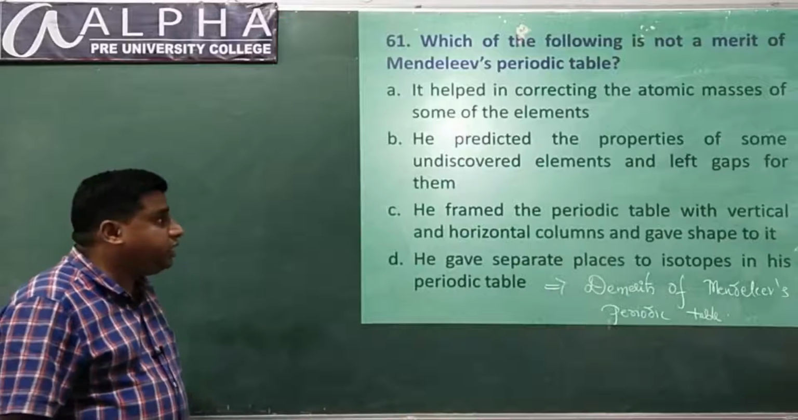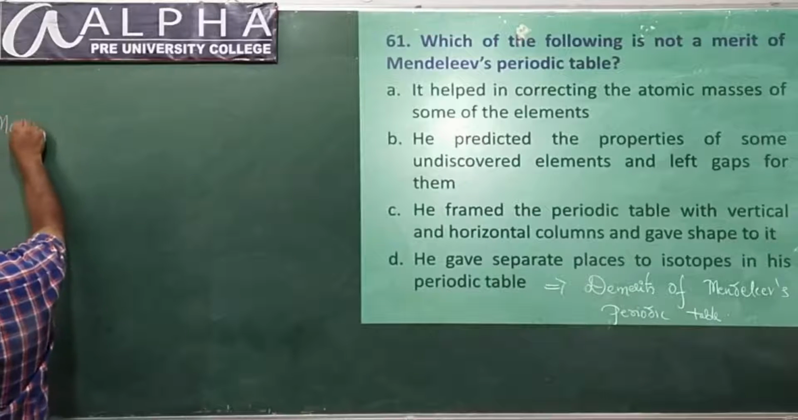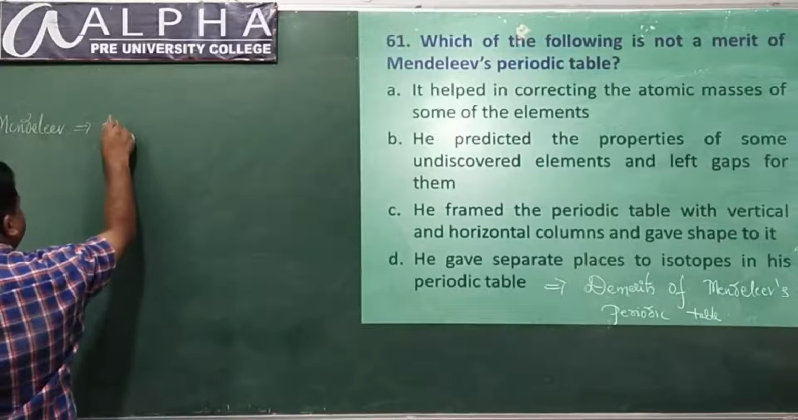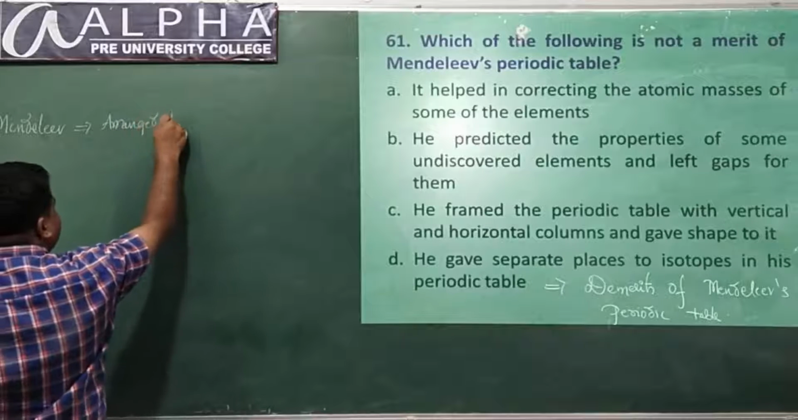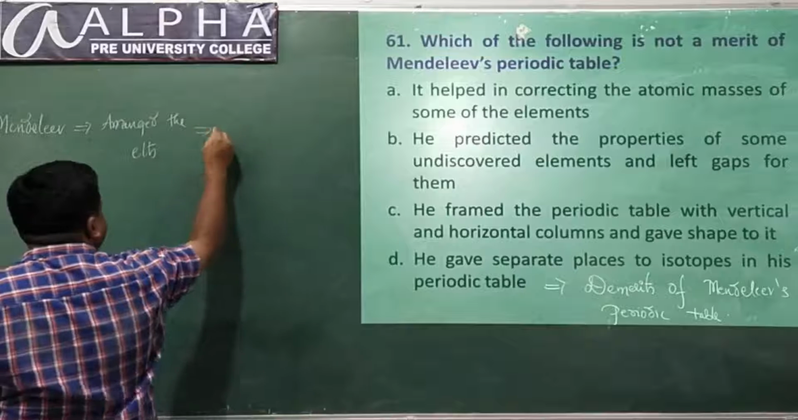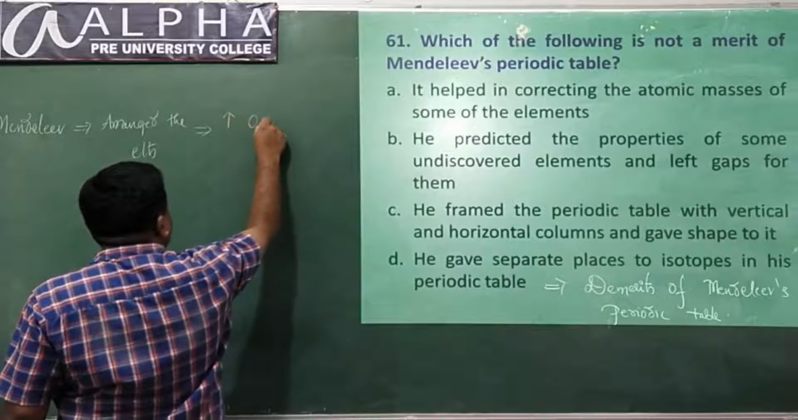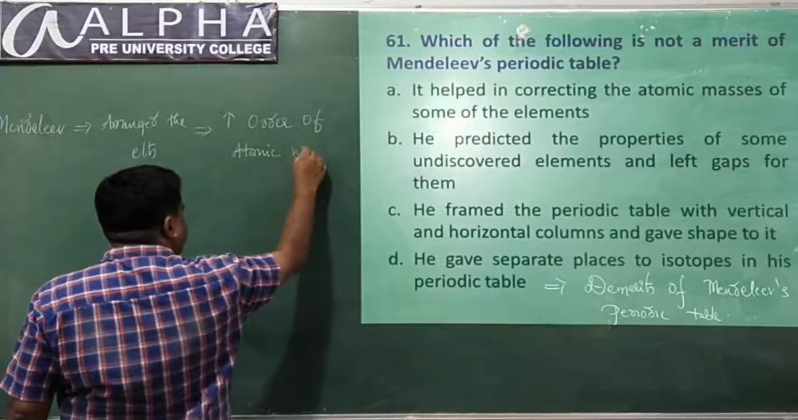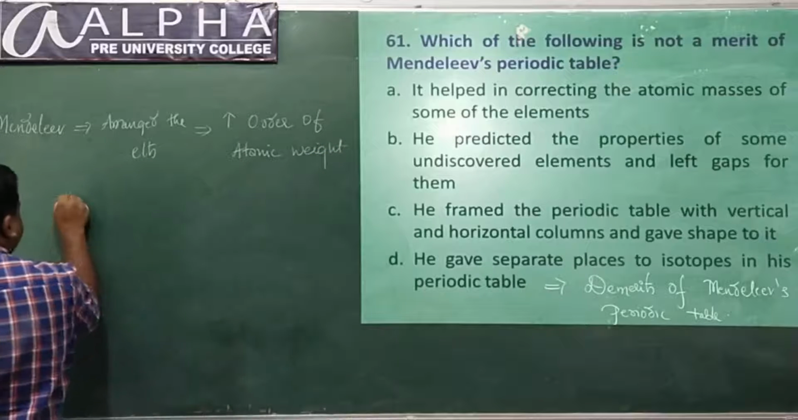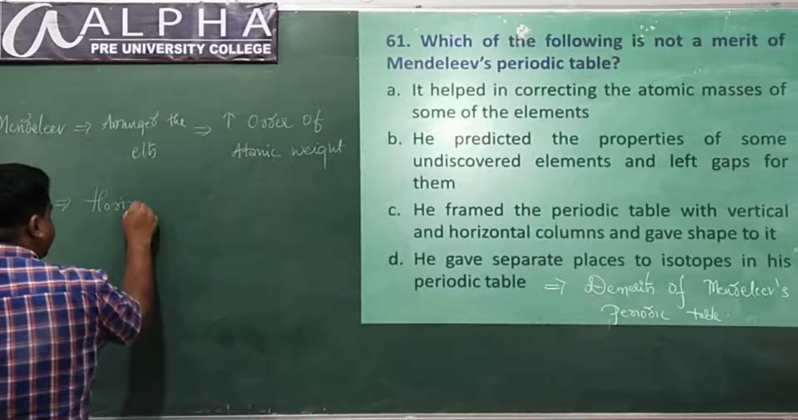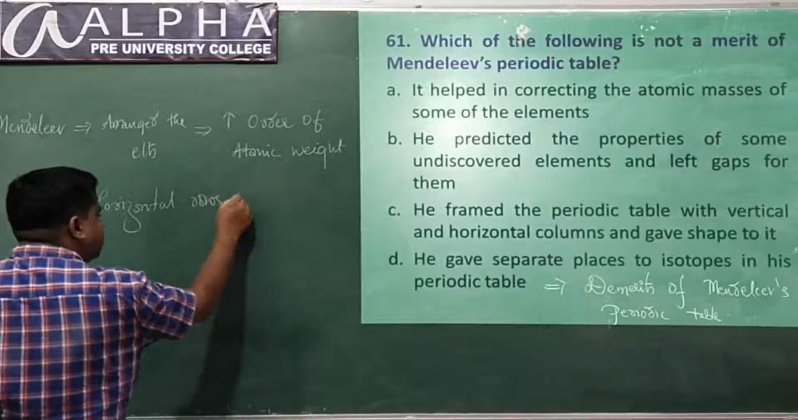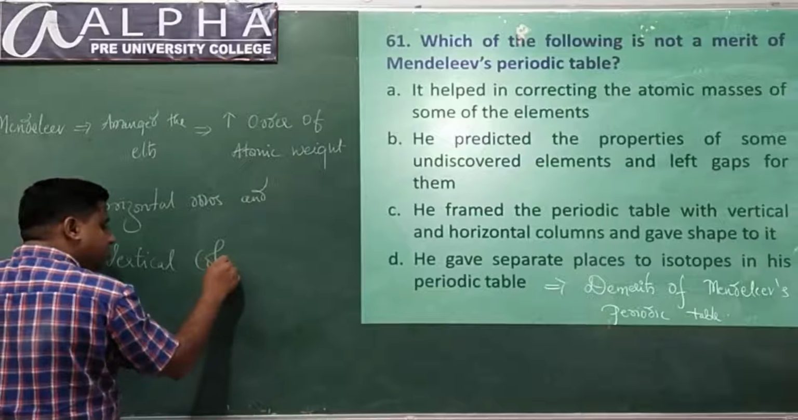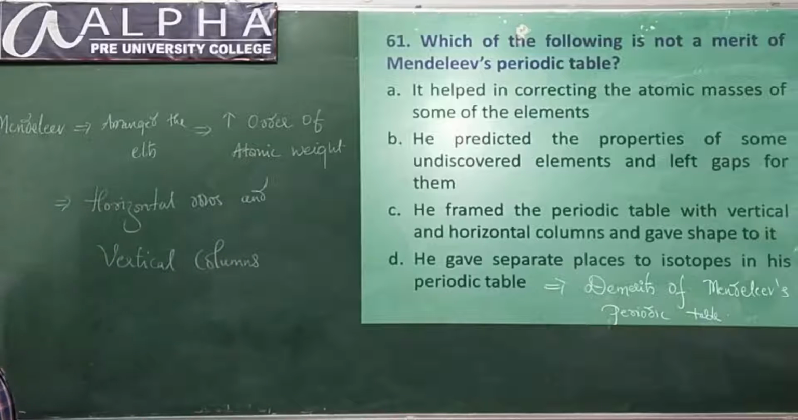Actually, Mendeleev arranged the elements in the increasing order of atomic mass or atomic weight. How? In different horizontal rows and vertical columns.